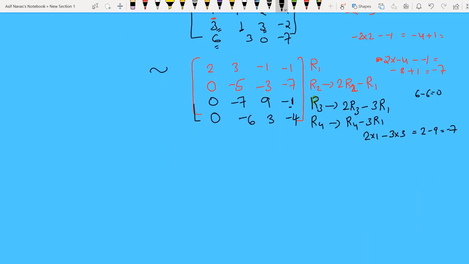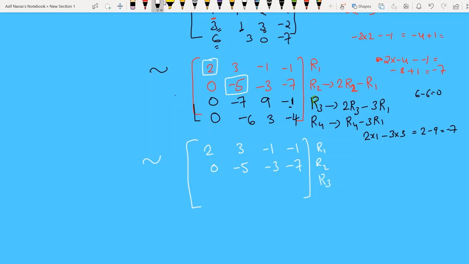Yes, sir. Okay, now our first pivot is this. What is the second pivot? Minus 5. Okay, good. 2, 3, minus 1, minus 1. And we can write this also: 0, minus 5, minus 3, minus 7. Now how to make this 0? Now we want to make these two elements 0.